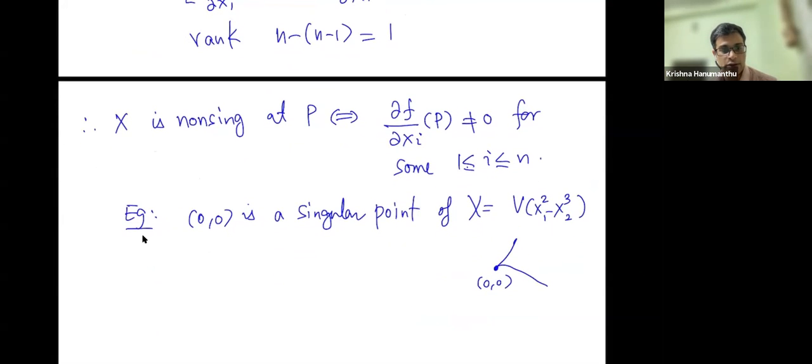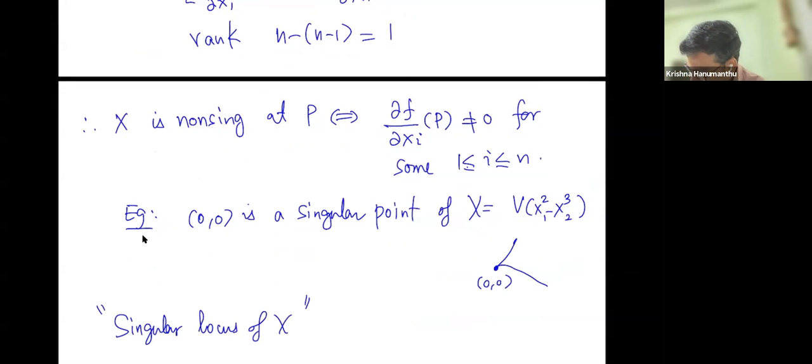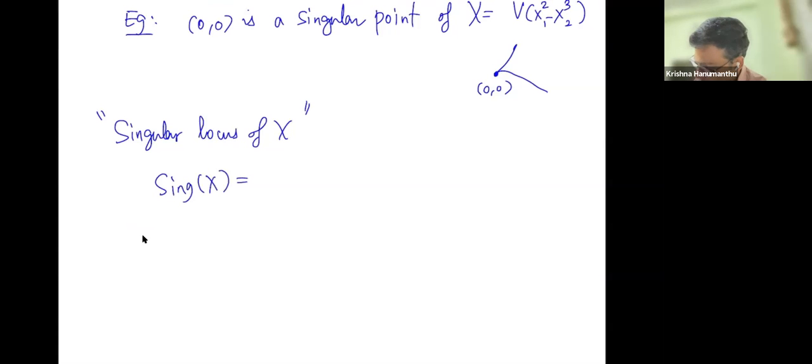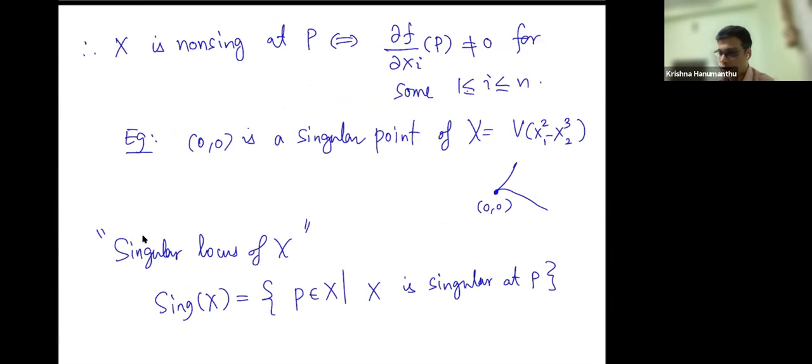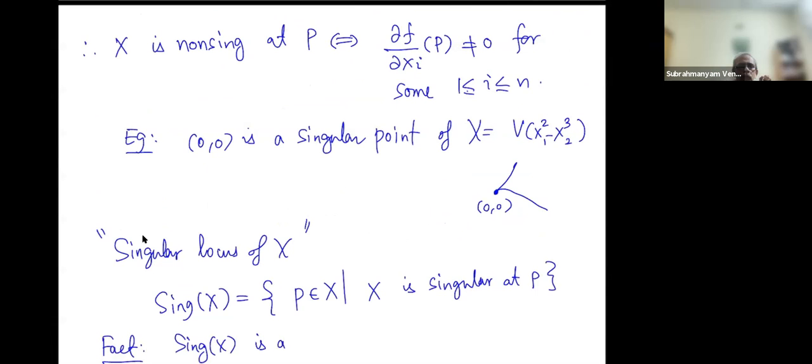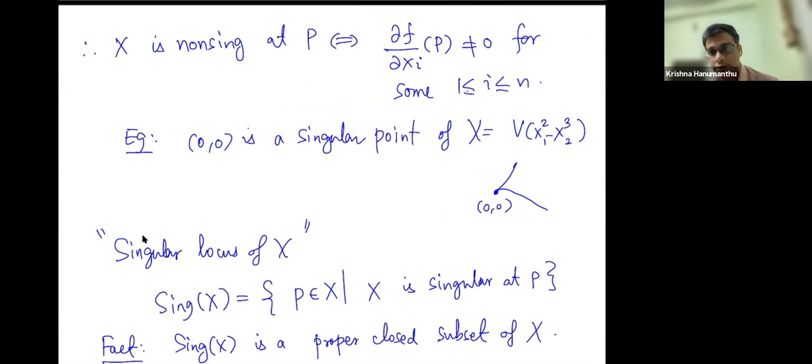Okay, so let me just end with this, which might come up, I suppose. The singular locus of X, denoted by Sing X, is just the points where X is singular. X is singular means X is not non-singular. So it's either non-singular or singular. And this, in our situation, is a proper closed subset, so you can't have a variety which is singular everywhere. Okay, so in fact, in the Zariski topology, the singular locus is actually a small set. It's a proper closed set.